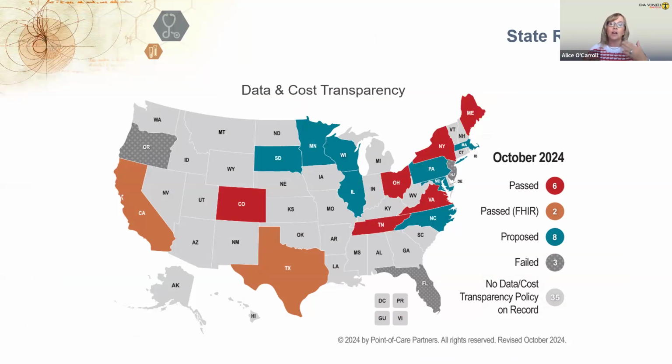You can see here by the color coding that different states have tried to pass cost transparency rules for the people in the state. Six of them have actually passed, and 2 passed and required it be in the FHIR format. There's 8 proposed, 3 that have failed, and then 35 that haven't really done anything yet. But remember, with all these that have passed something, you have federal regulation and then you have state regulation. And that can get really, really confusing really quickly. Can we go to the next slide, please?